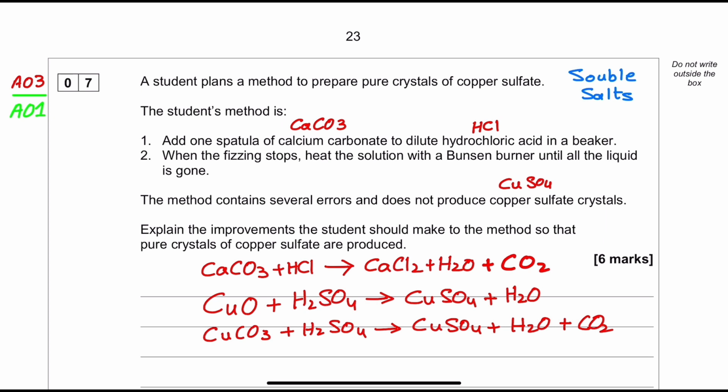And the acid the student has to use is sulfuric acid, H2SO4. It produces copper sulfate and water. If the student wants to use copper carbonate with the sulfuric acid, it produces copper sulfate, water H2O and carbon dioxide. The student can pick one of the chemical reactions because both produce copper sulfate. After the chemical reaction, the student needs to use point number 2 to get copper sulfate crystals.